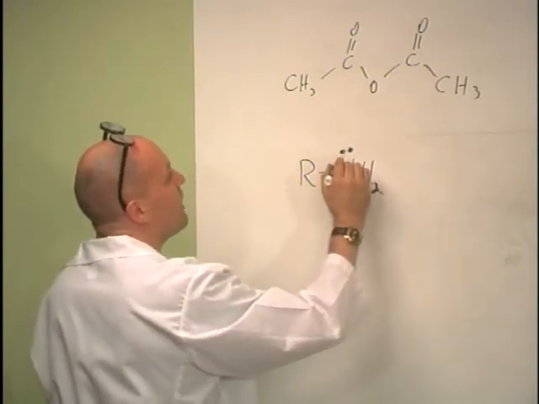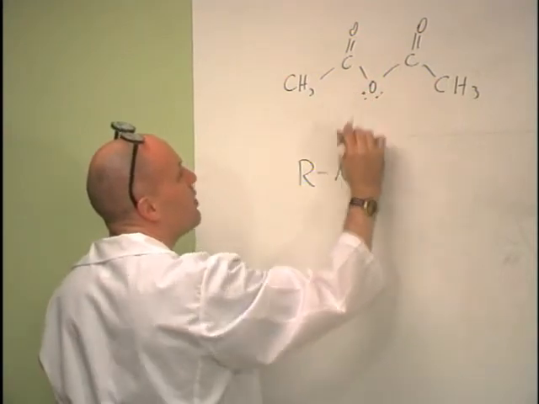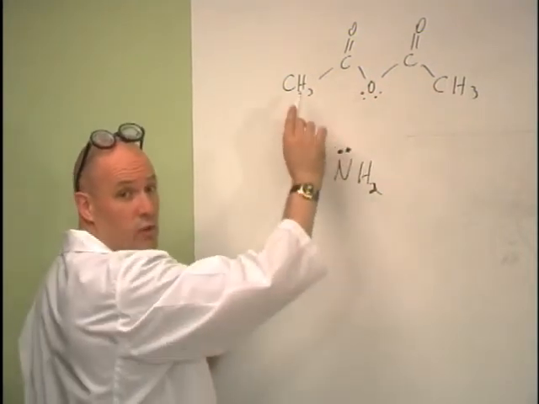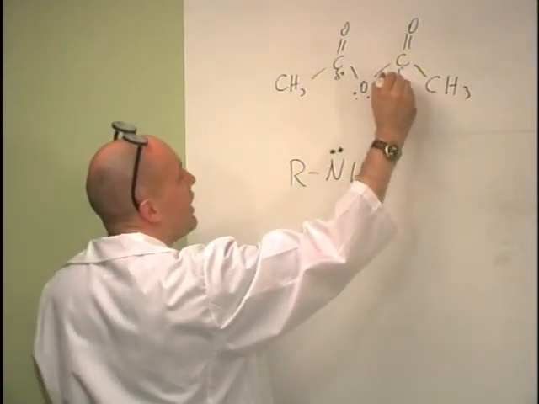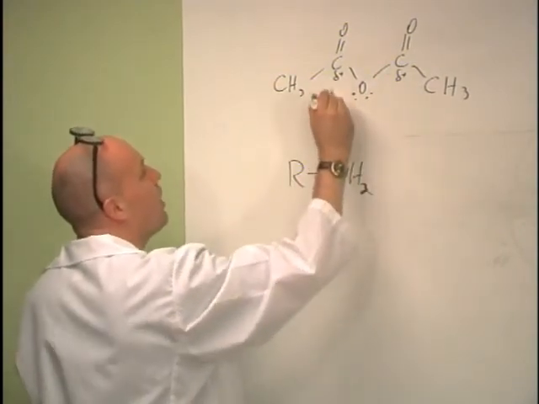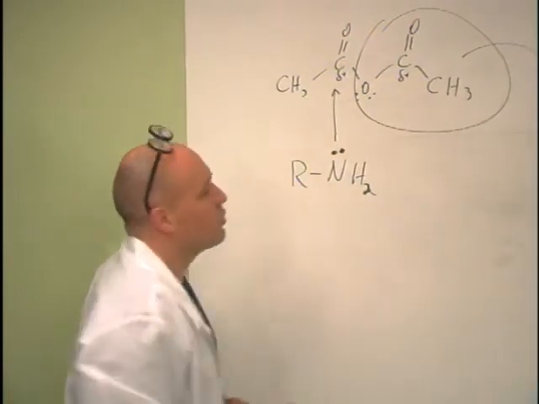Now, where would it donate this pair of electrons? Oxygen's got 2 pairs of electrons here, so the electrons are negative. It's looking for a positive charge. Where can we find a kind of positive charge there? Either of the carbonyls. Yeah, we've got a partial positive charge at either carbonyl. So it's going to attack one of those, and when it does, we end up with a leaving group here.